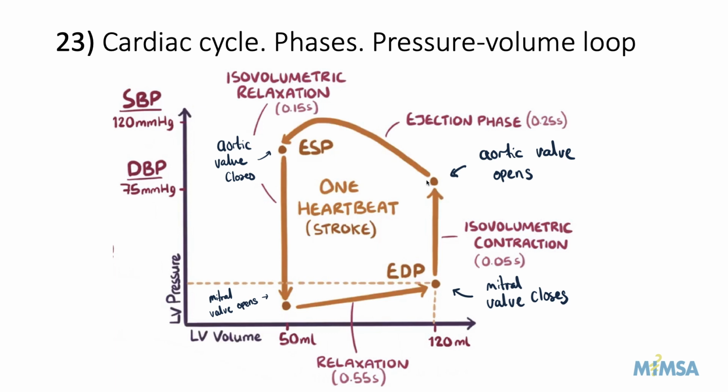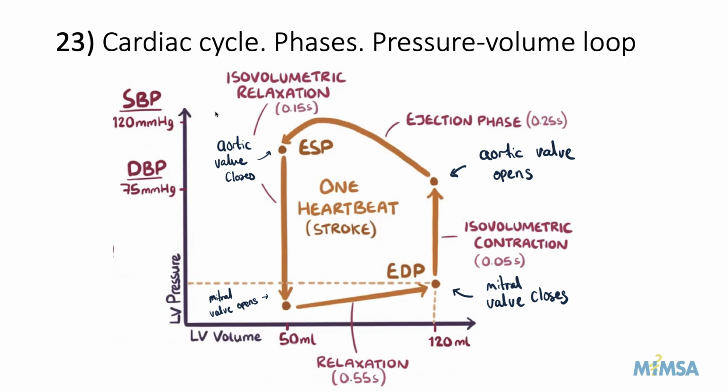And then once it bursts open, it causes a rapid ejection phase. So isovolumetric contraction was about 0.05 seconds. The ejection phase lasts a bit longer at 0.25 seconds. The first third pushes blood very, very quickly. It's a rapid ejection phase. And then after a while, it slows down. So the last two-thirds is quite slow as the rest of the blood is getting pushed out.